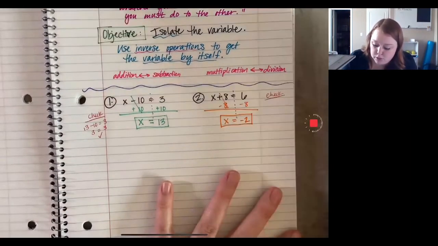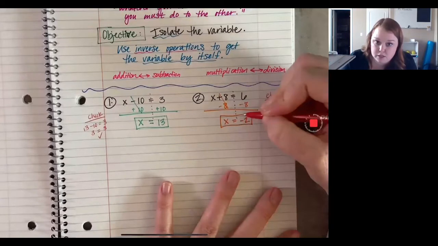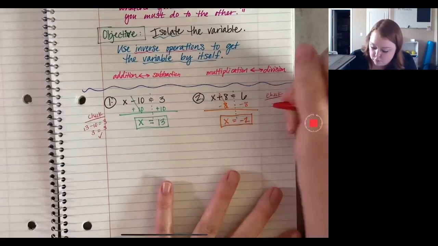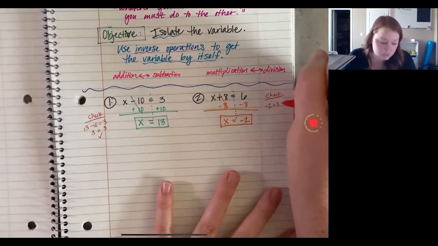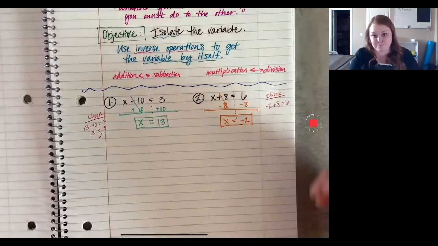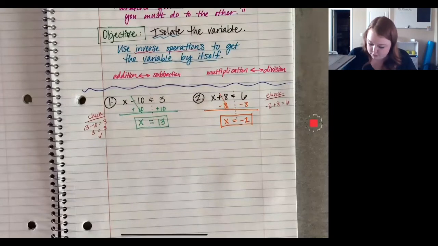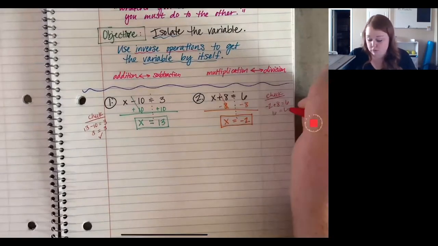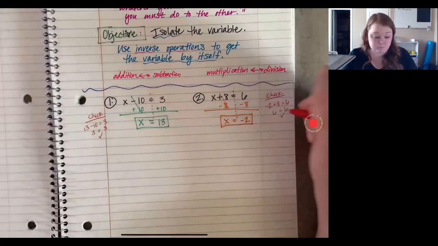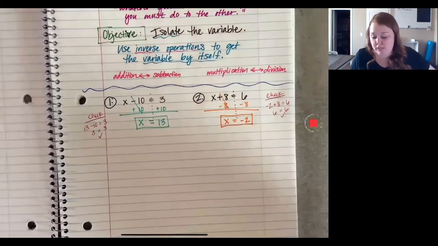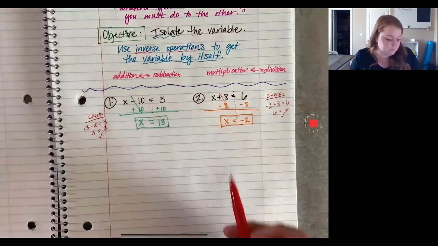Okay. Now, if you're not good with negatives, you would definitely want to check. What you do is you plug in that answer that you got, you plug it in for x. Negative 2 plus 8 equals 6. I could take my calculator and type in negative 2 plus 8. Oh, that equals 6. Does 6 equal 6? Sure does. It's balanced. The equation is balanced. That means we got this correct.